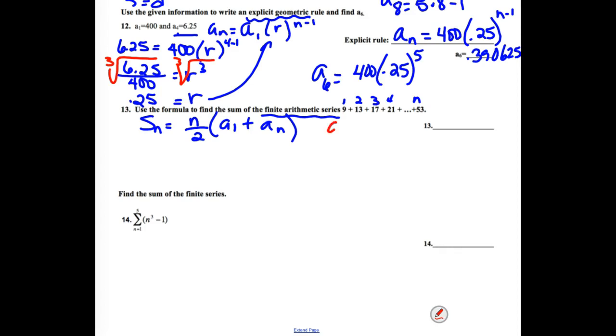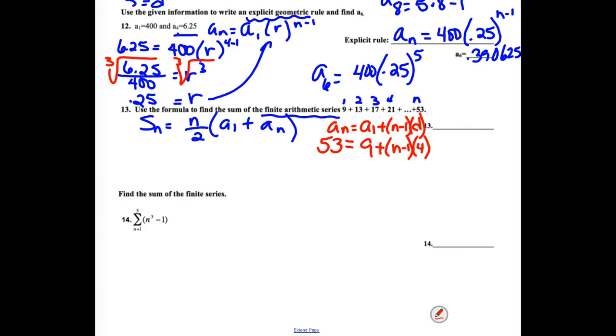So we're going to go back to our explicit formula and figure out what our n has to be. Our first term was 9. What's our common difference? We're adding 4 each time, so adding 4 would be our d value. And we know that our last term, our nth term in this list, is 53. So we should be able to figure out what our n value has to be.